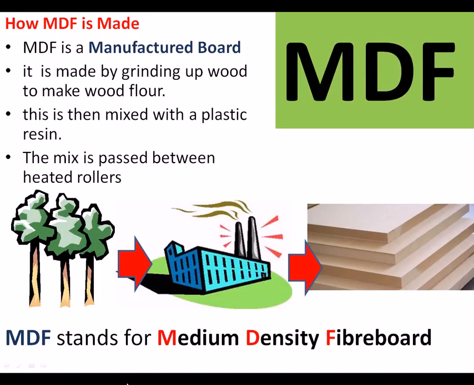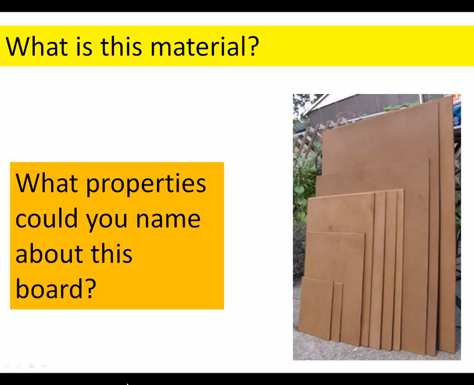MDF is a manufactured board. It's made by grinding up wood to make wood flour, then it's mixed with a plastic resin. The mix is passed through a heated roller, so it's made in a factory. Manufactured board, made in a factory. They don't just grow on a tree like that.